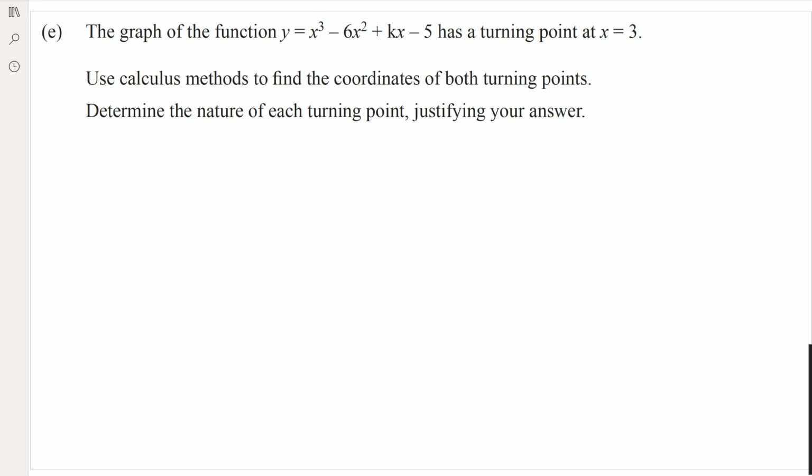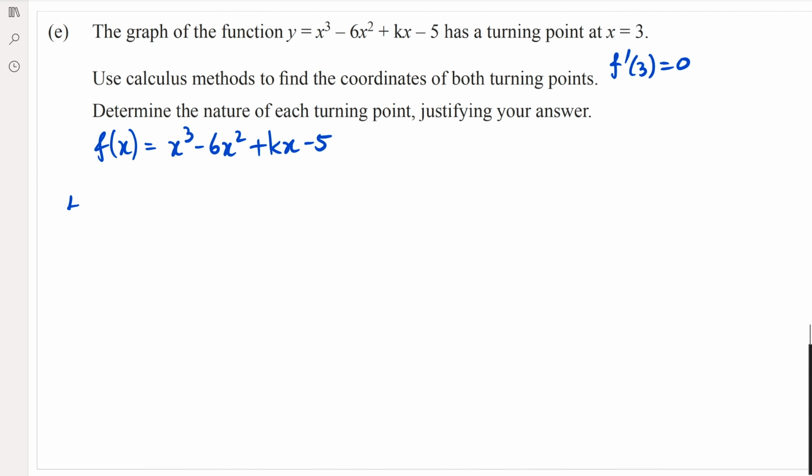Because what do we have? We've got an equation, and we know that it has a turning point at x equals 3. That means we know that f dash of 3 is equal to 0. So f of x right now is equal to x cubed minus 6x squared plus kx minus 5. I've got to figure out what the k is first before I carry on with this. So that's what I'm going to do here. I'm going to differentiate it. So when I differentiate it, I end up getting 3x squared minus 12x plus k.